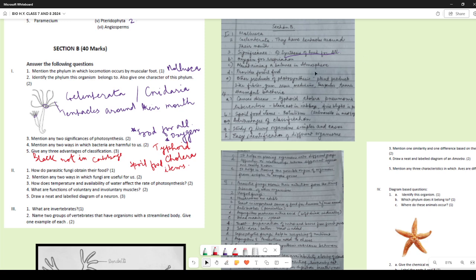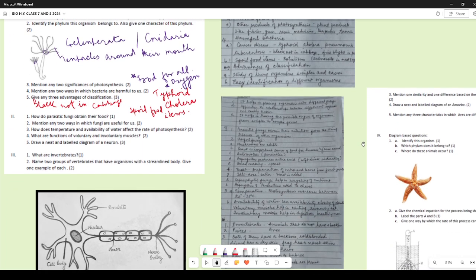Now let us talk about any three advantages of classification. Right? When we are talking about advantages of classification, we need to understand that first and foremost, they make the study of living organisms simple and easy. So they make the study very simple and easy, because we know what we are looking for, right? It organizes the entire living world into definite groups and categories that it becomes easy for us to learn. Easy identification of different organisms.